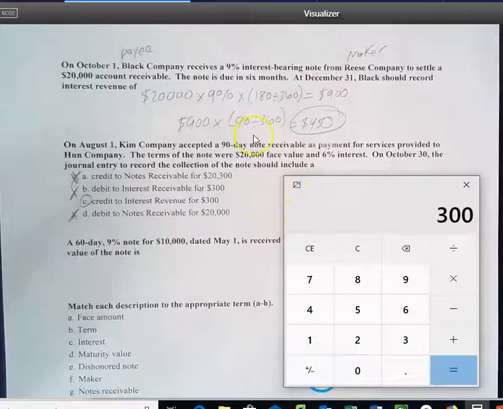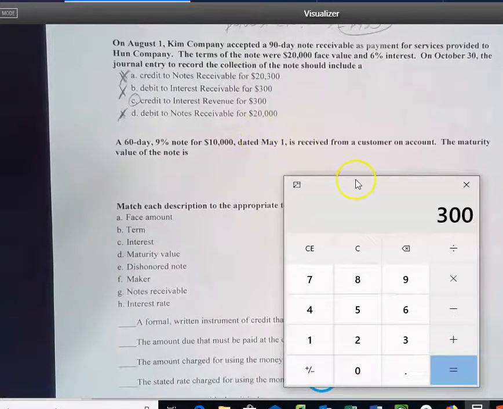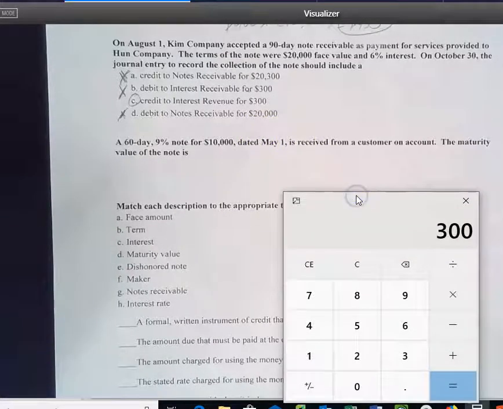Let's see here. How can we move this around? Okay, very good. We're right here.